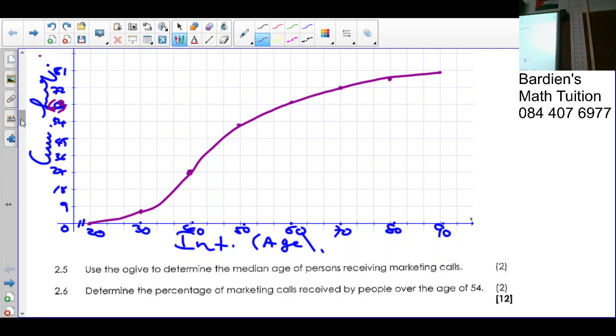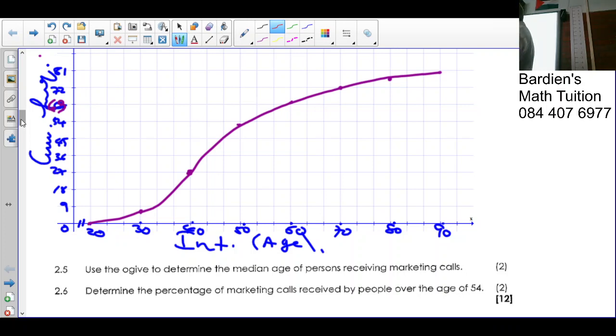So let's look at the next question. It says, use the ogive, which means use the graph that you've drawn, or sketched, to determine the median age of the person receiving marketing calls. So, what is the median? It's the middle number of sorted data.